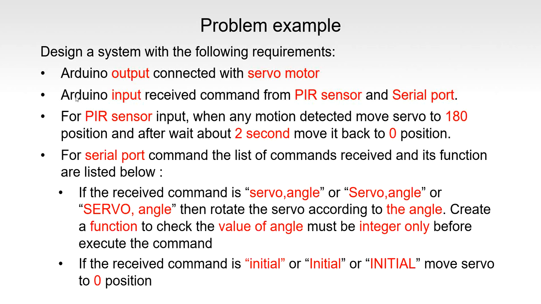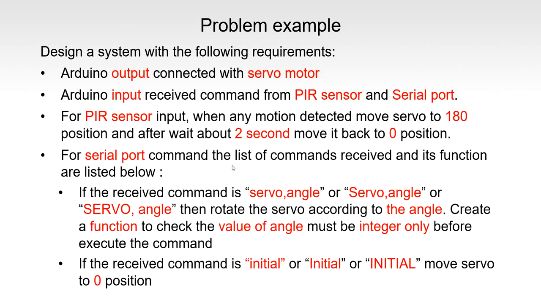The third requirement is that for the PIR sensor input, when any motion is detected, move the servo to the 180-degree position, and after waiting about 2 seconds, move it back to the zero position. It is something like opening a gate, or executing some other task based on the alarm triggered by the PIR sensor.